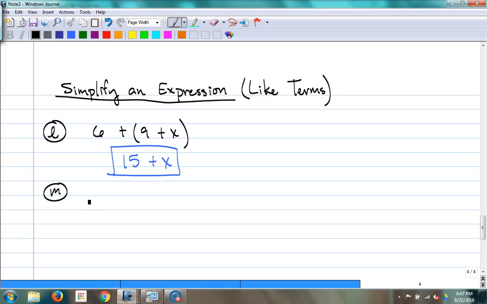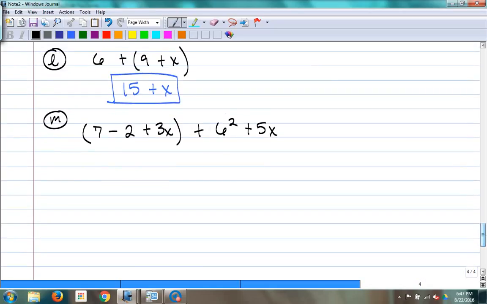Let's say we have this expression: 7 minus (2 plus 3x), close the parentheses, plus 6 squared plus 5x. So a lot going on in this one, but we're simplifying, so we're getting all the like stuff together. Keep in mind, though, we still have to follow order of operations. It's still in the game. So even though we're not just doing an order of operations problem, those rules still apply. So what happens first?